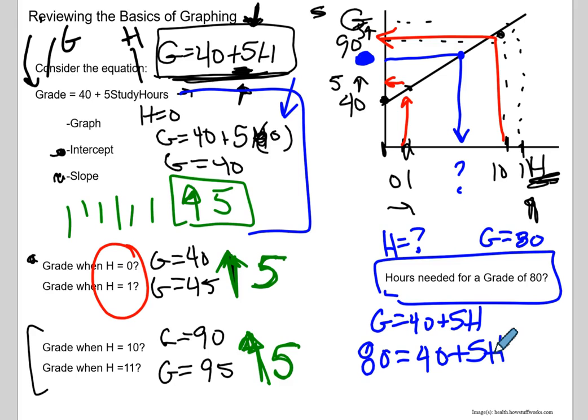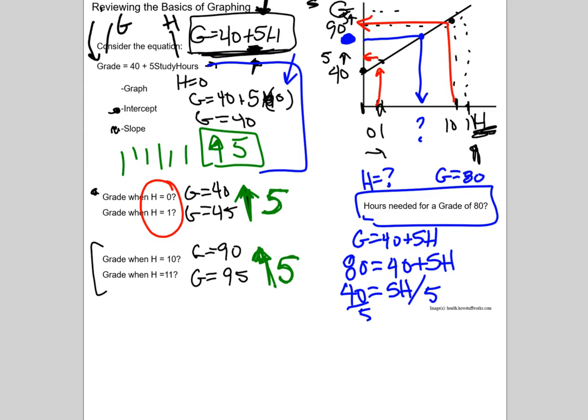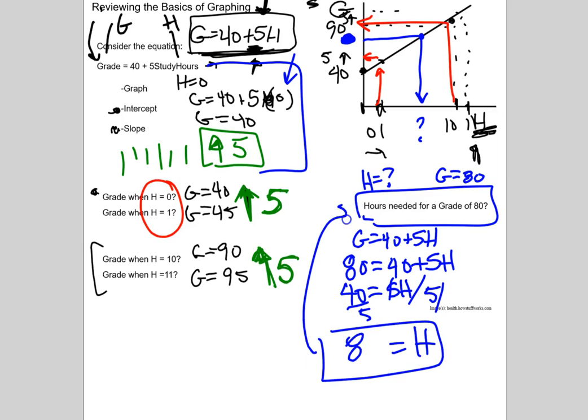Now I just need to do a little bit of algebra to solve for that value of h, right? So if I pull this 40 to the left-hand side, I'm going to be left with 40 equals 5h. If I divide both sides of my equation by 5, then the 5 cancels out on the right-hand side, and I'm left with h equals 8. And again, this answers my question. How many hours would I need in order to get a grade of 80?